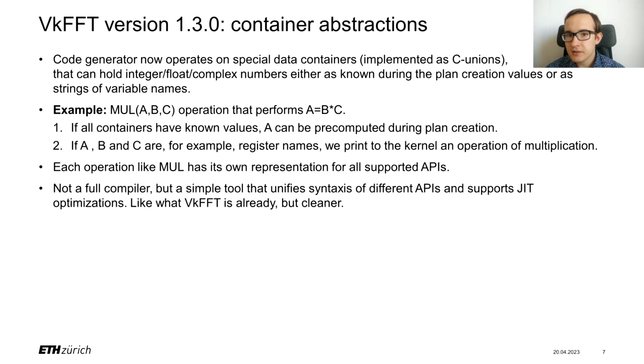If all containers have known values, A can be pre-computed during the plan creation. If A, B, and C are, for example, register names, we print to the kernel an operation of multiplication. Each operation, like mul, has its own representation for all supported APIs. An important distinction is that it is not a full compiler, but a simple tool that unifies syntaxes of different APIs and supports just-in-time optimizations. Like what VkFFT is already, but cleaner.